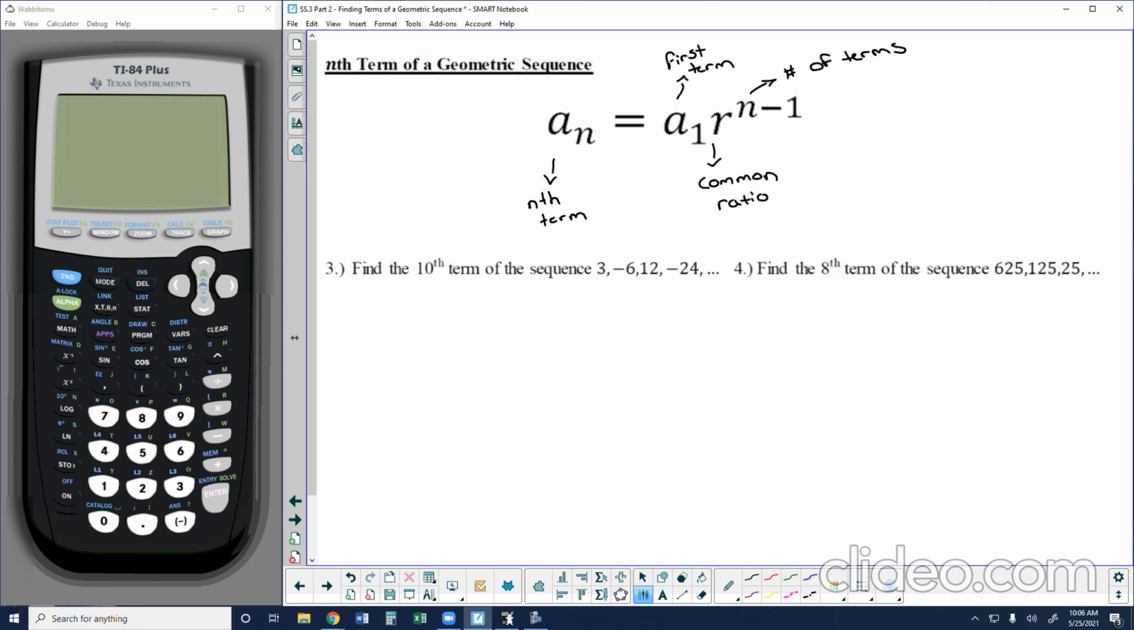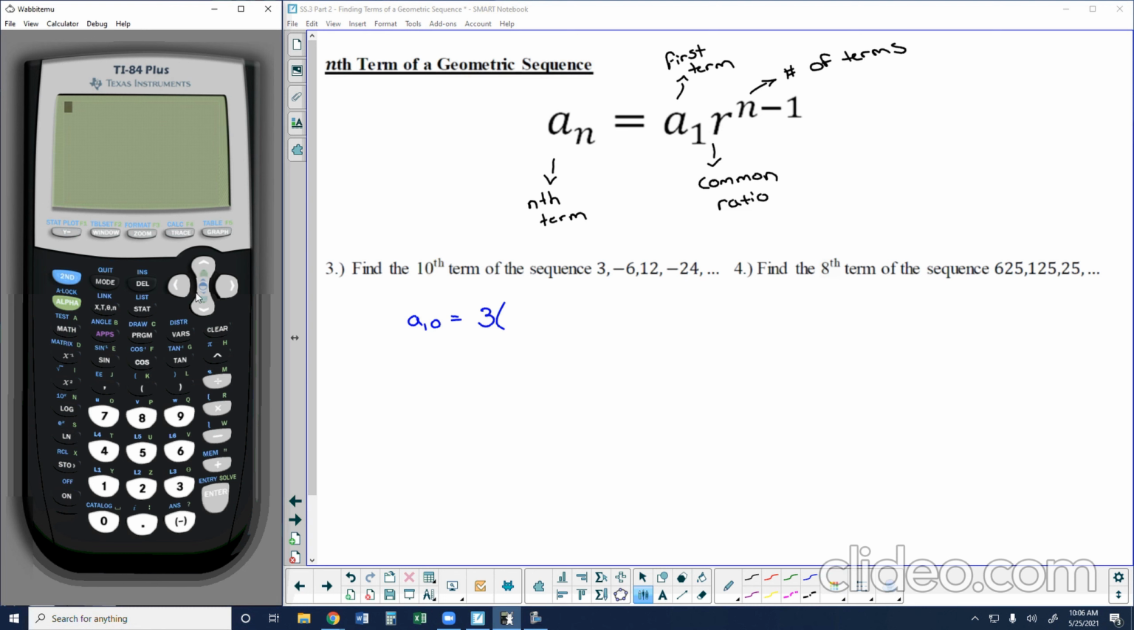So we can use this formula to find any term in a list that's going to be a geometric sequence. So let's jump right into an example problem. In problem number 3, we want to find the 10th term of the sequence, so we're going to look for a sub 10. What we need to substitute in first is the first term, 3. Then we need the common ratio, so we're going to have to do some work to find this common ratio.